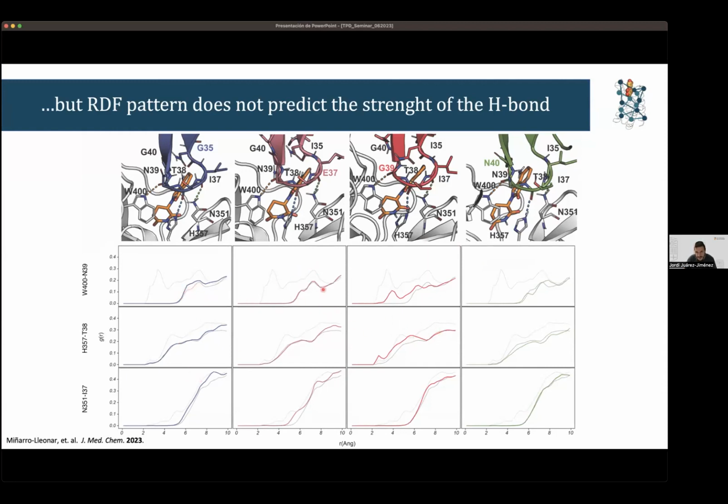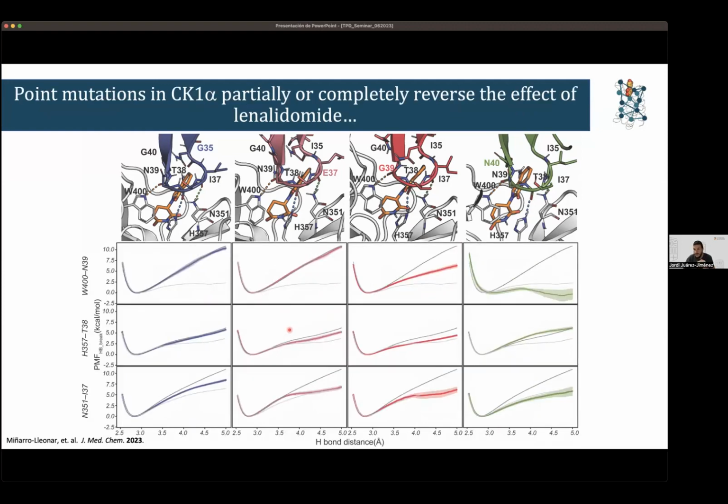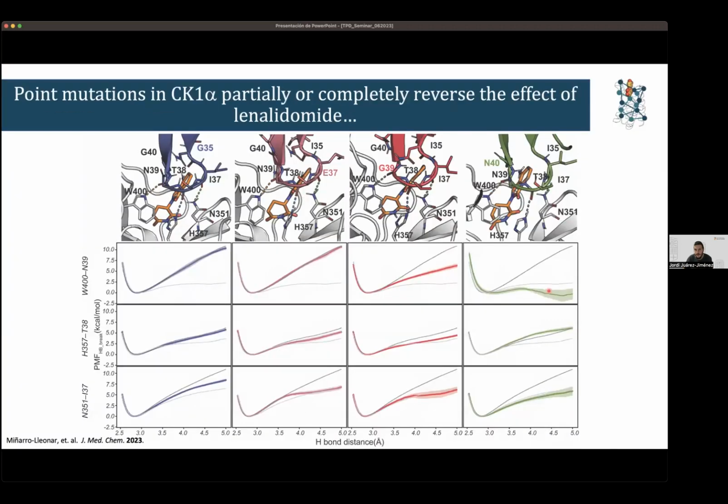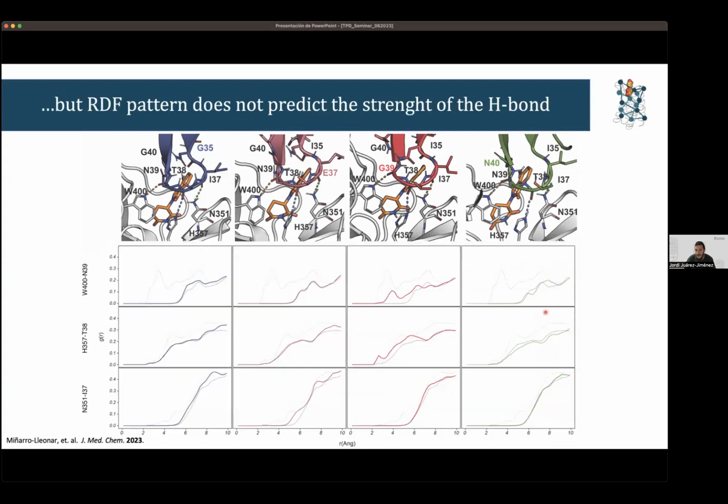You can see in these different panels that regardless of the effect that the mutant had on the hydrogen bonds, you have some cases where, for example, in the right-hand panel here, you can see that the three hydrogen bonds, or especially these two, are very decreased in strength with respect to the wild type CK1 alpha. That will be the gray line at the top. And then when you compare the RDF, it's really similar to the one of the wild type.